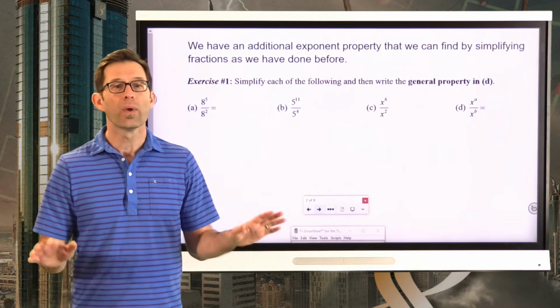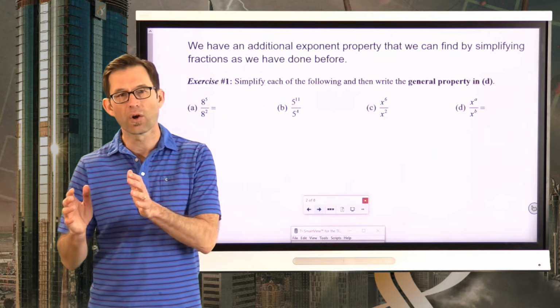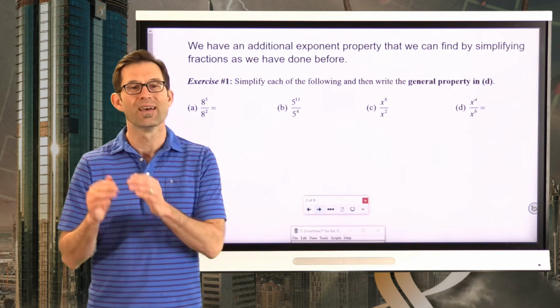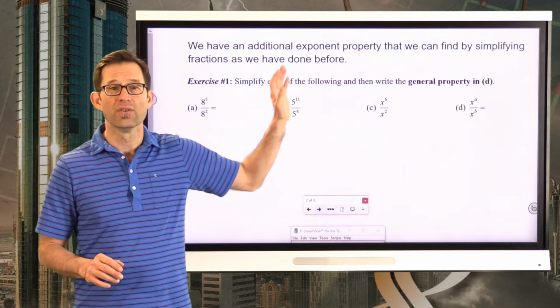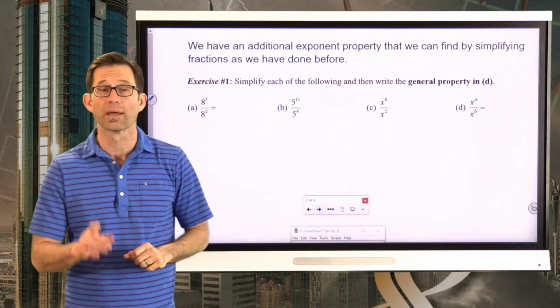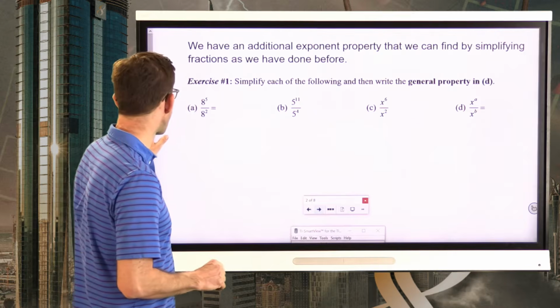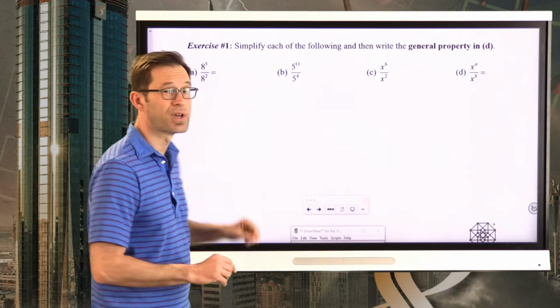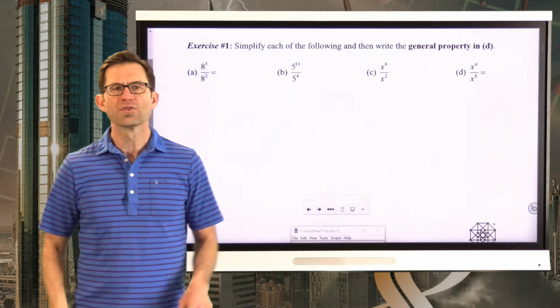All right, now, we have an additional exponent property that we need to figure out before we move into these negative and zero exponents, okay? And we can actually deduce that exponent property by simplifying fractions like we did in our last lesson. So let's review that process in exercise number 1. Simplify each of the following and then write the general property in D. All right, great. So let's take a look.